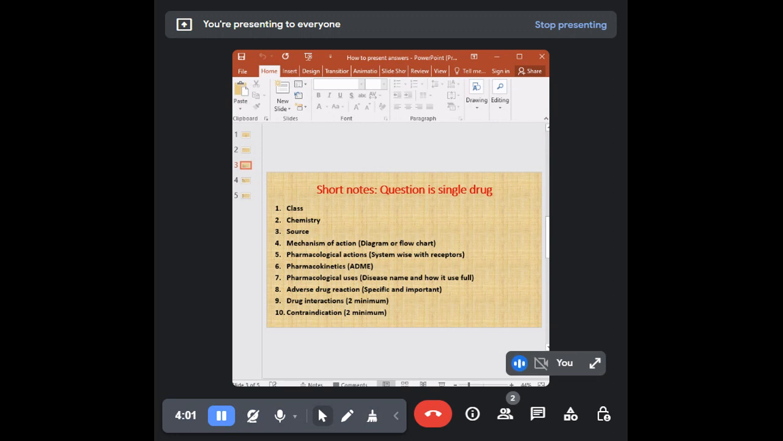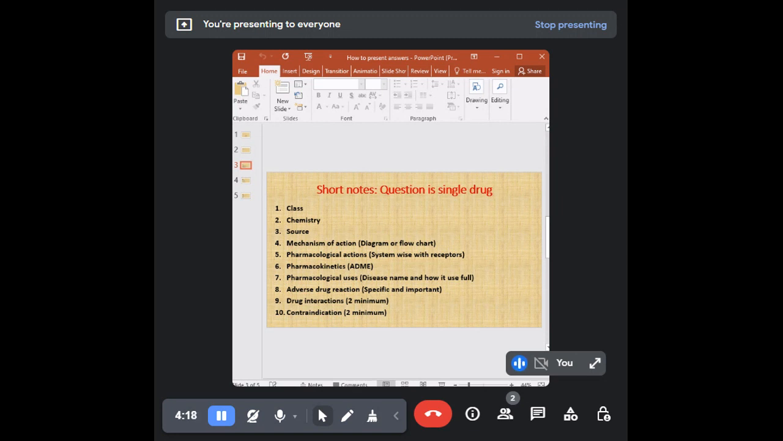Then we come to the very important part of the short notes, which is mechanism of action. What I have always observed is that most of the students, not all, will write the mechanism of action in 10 lines, 20 lines.